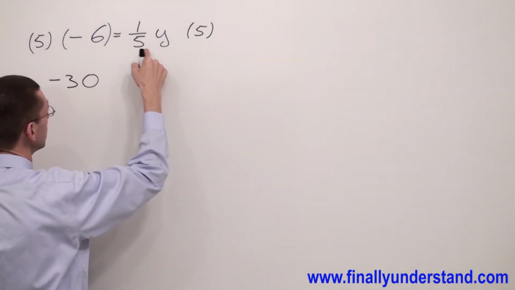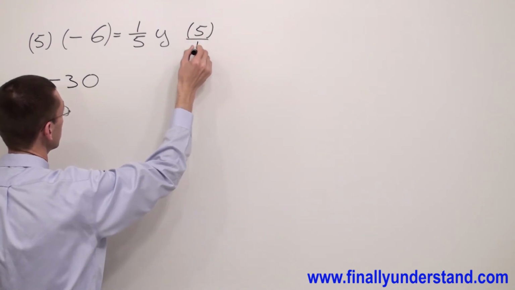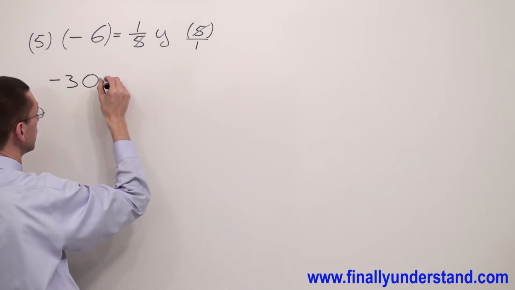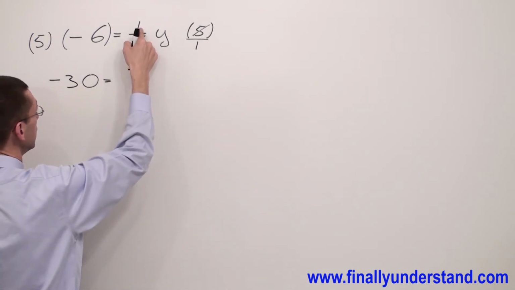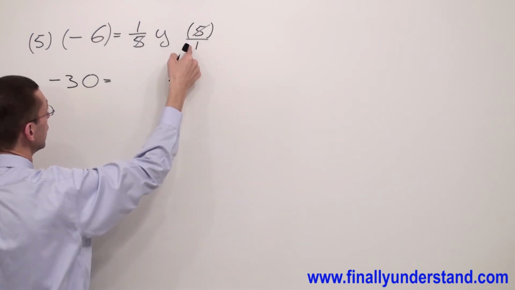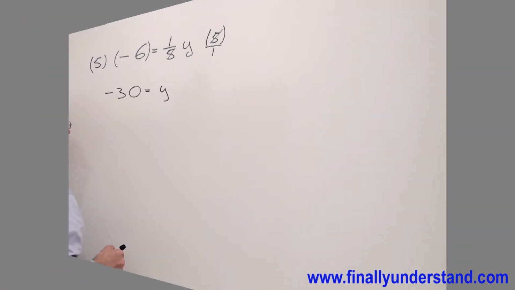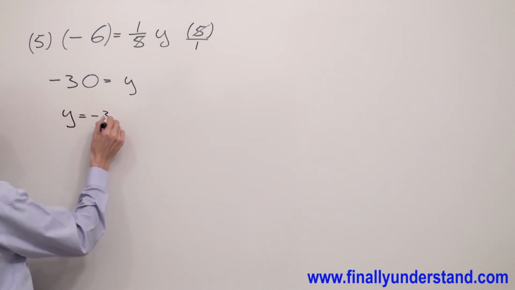1/5 times 5 we can understand like multiplying by 5 over 1. 5 and 5 will cancel out. Okay? 1, because I have 1 divided by 1 is 1, and 1 divided by 1 is 1. 1 times y gives me simply y. So I can rewrite this equation as y equals negative 30.